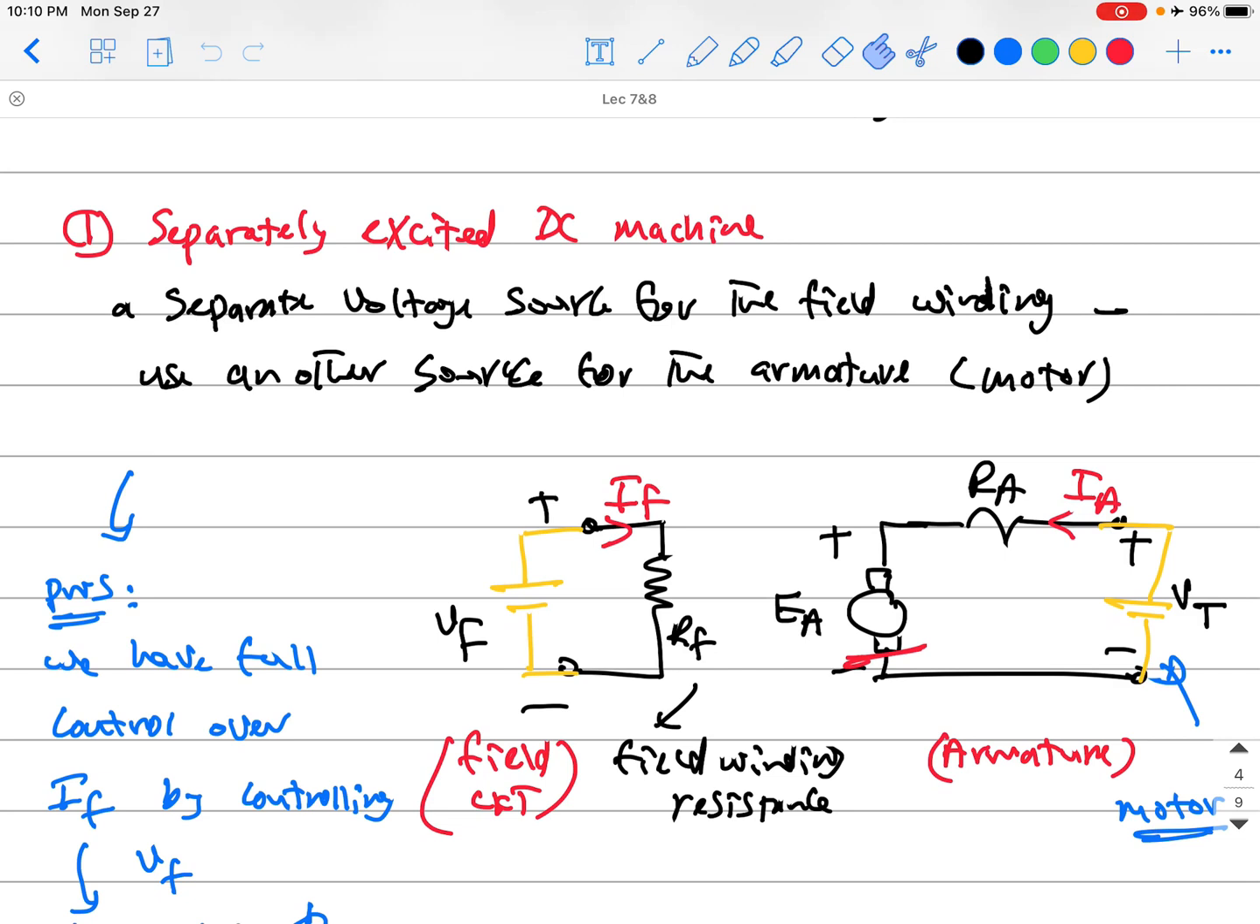But a very, very important hint to keep in mind all the time is that the magnetic field is just the medium. It's not a part of the energy conversion process. Why is this important? We'll be talking about this in a bit.